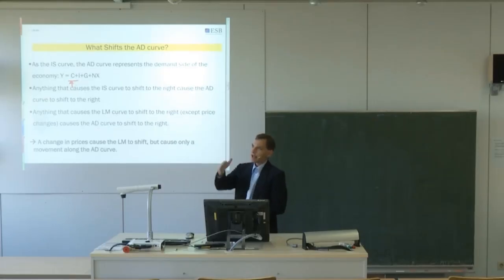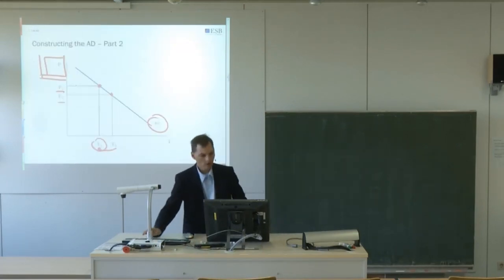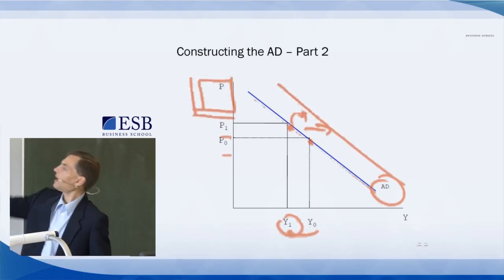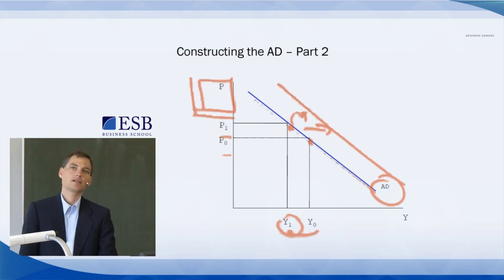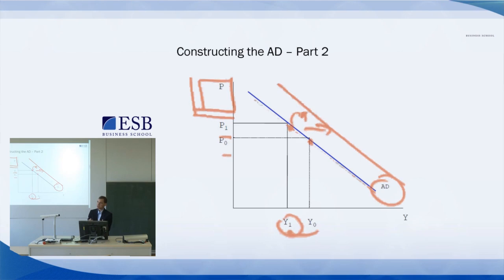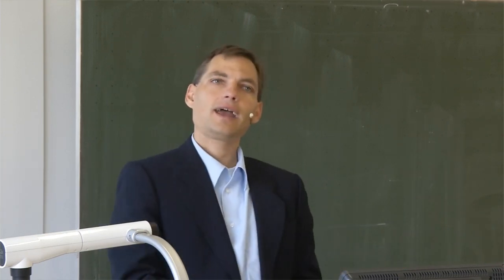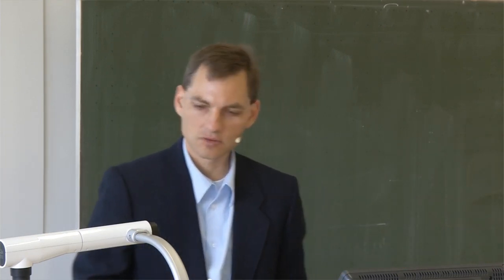And as long as the IS curve shifts to the right, you know immediately the AD curve, the aggregate demand curve, will shift to the right. So higher consumption shifts IS to the right, and it will also shift my aggregate demand curve to the right. And vice versa. Lower consumption, as we know from the ISLM model, shifts the IS curve to the left, and therefore the AD curve shifts to the left.